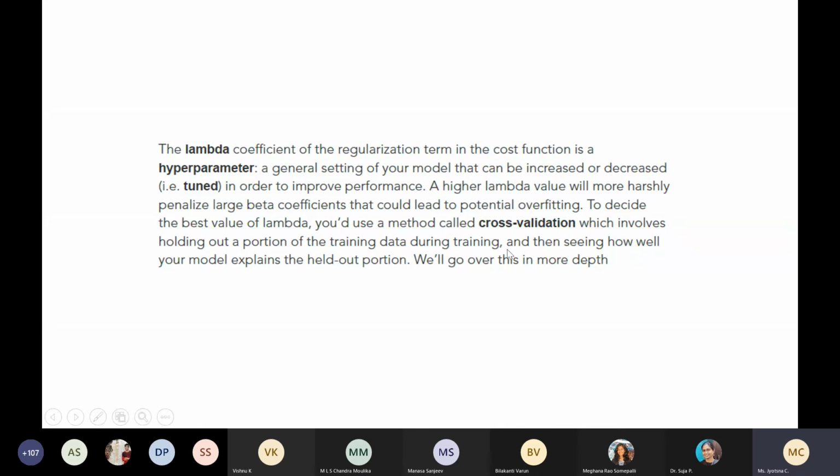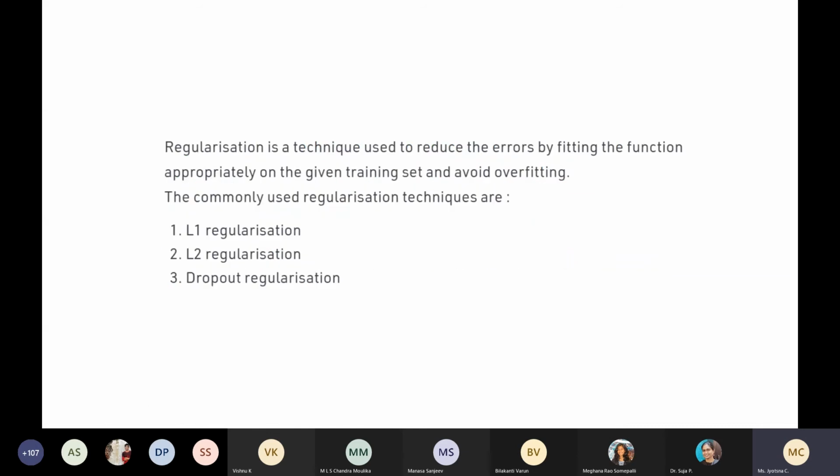The lambda value can be decided best based on cross validation. What is cross validation? We will be studying that in the next class. Based on that, the lambda value can be decided.